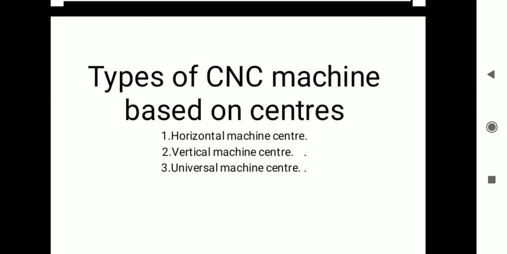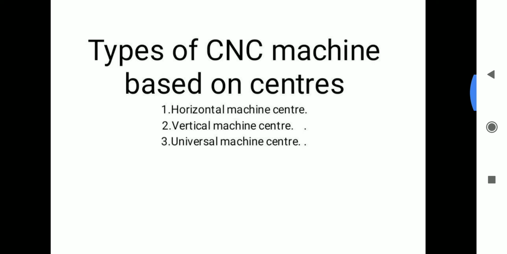There are three classifications, the types of NC machine based on the centers: horizontal machine center, vertical machine center, and universal machine center. Horizontal machine center means it can work only horizontally, only along the x-axis, for example shaper machines.